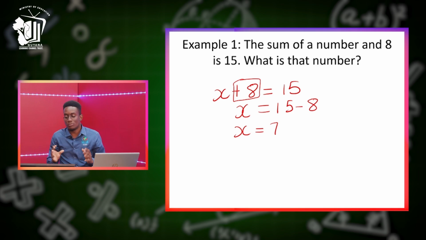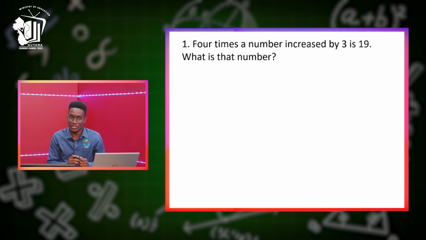So what is the number? The number is 7. So the sum of 7 and 8 is 15. And that makes sense. 8 plus 7 is 15. Let's move on to another example.